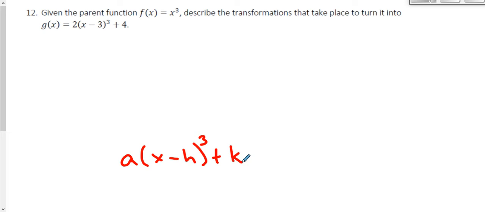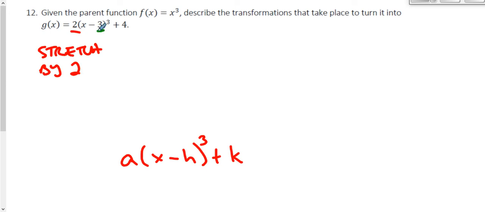So let's see what we have in this equation. We have a 2 in front. That's going to be a stretch. If that was a fraction smaller than 1, like 1/2, that would be a compress. But this 2 is going to stretch us out to double our original height. So this is a stretch, and we'll say it's a stretch by 2.